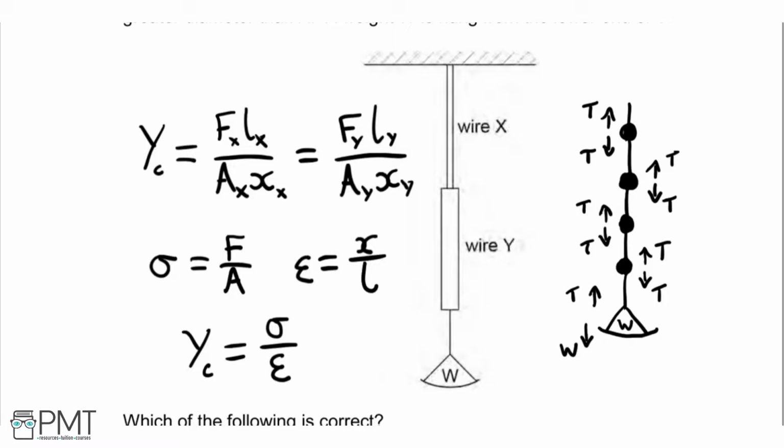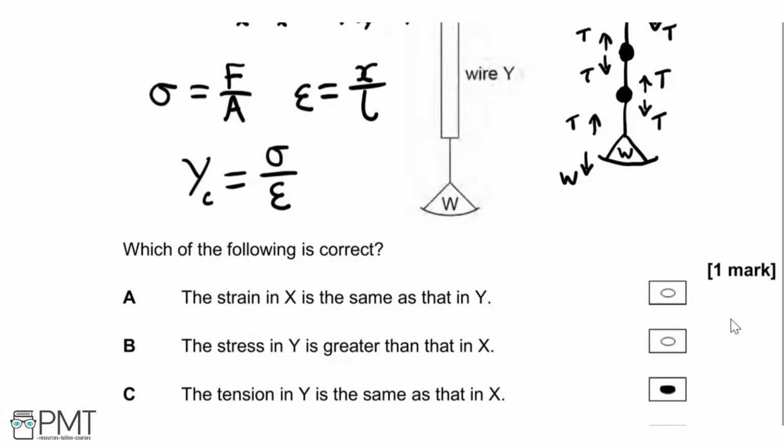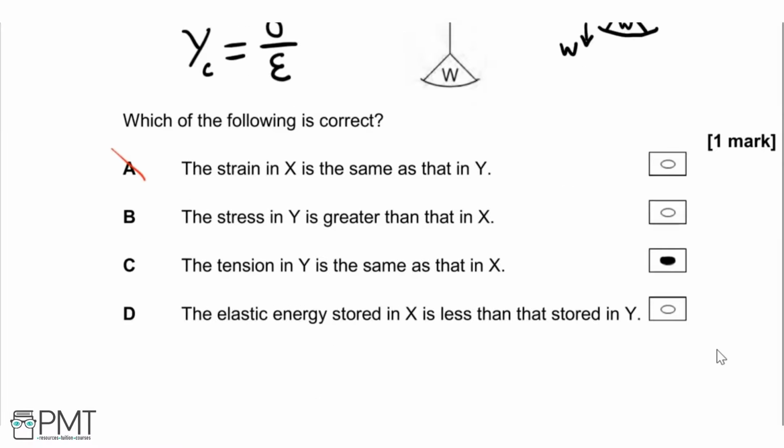So what we're seeing there is that the strain in Y is smaller than the strain in X. So actually, they're not equal. So therefore, it's not option A. For option B, the stress in Y is greater than that in X. Well, we just pointed out that actually, because wire Y has a larger cross-sectional area, if the forces are the same, because they're both just the tension force, then that would mean that it's the other way around. The stress in X should be greater than the stress in Y. So that's incorrect.